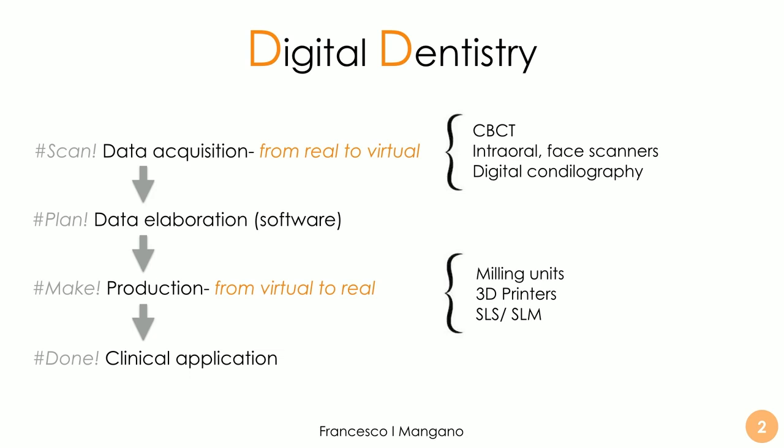With a milling unit, 3D printer, SLS, or SLM machine, we can produce several things. Restorations in prosthodontics; we can print surgical guides in surgery; we can print implants as well; we can mill and customize a scaffold for bone regeneration; we can print and customize meshes for guided bone regeneration. Several options. We can print or mill orthodontic devices. Everything can later be applied clinically and delivered to the patient, and this is the clinical application.